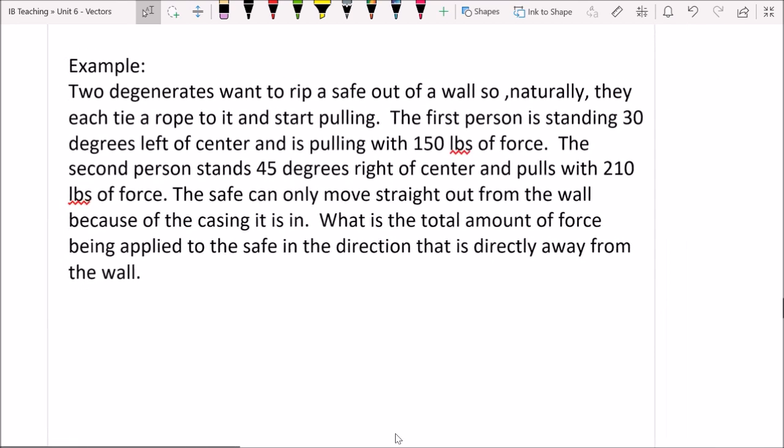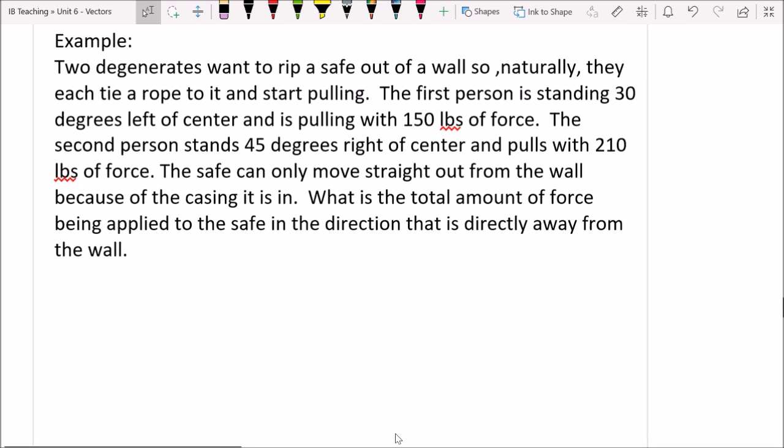So I'm going to show you how to draw this and how to understand the question. Okay, first things first. They're ripping the safe out of the wall. Do we know if they're ripping the safe right, left, up, or down?